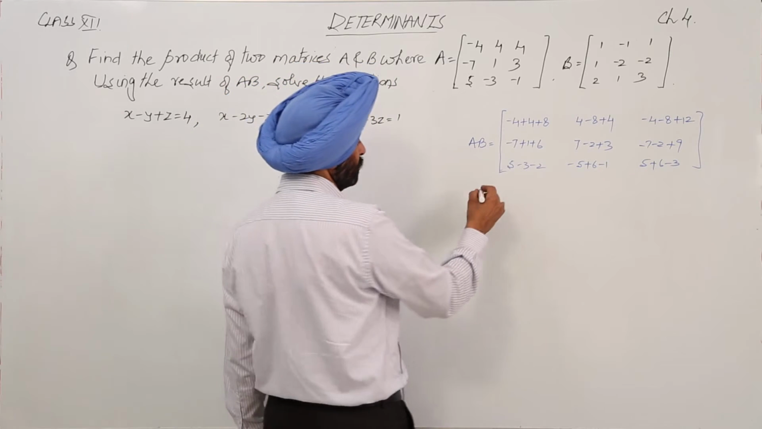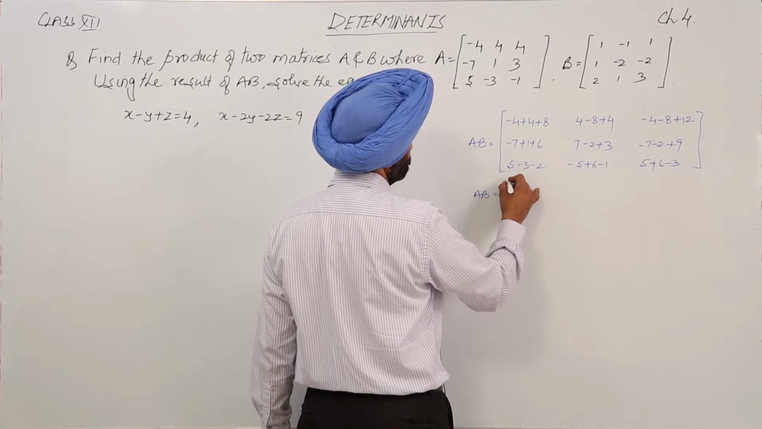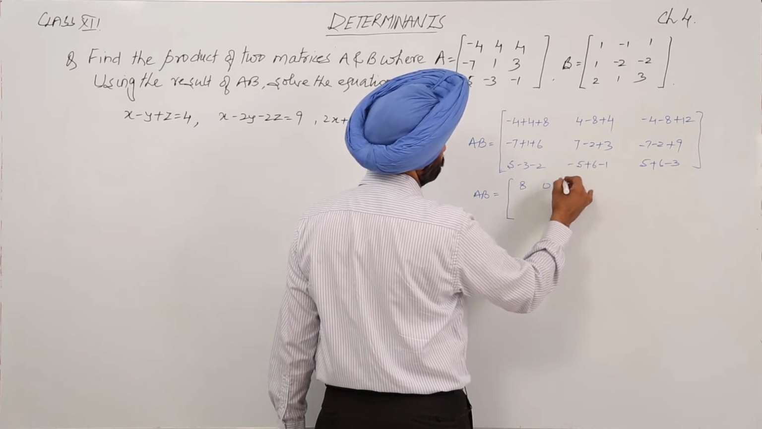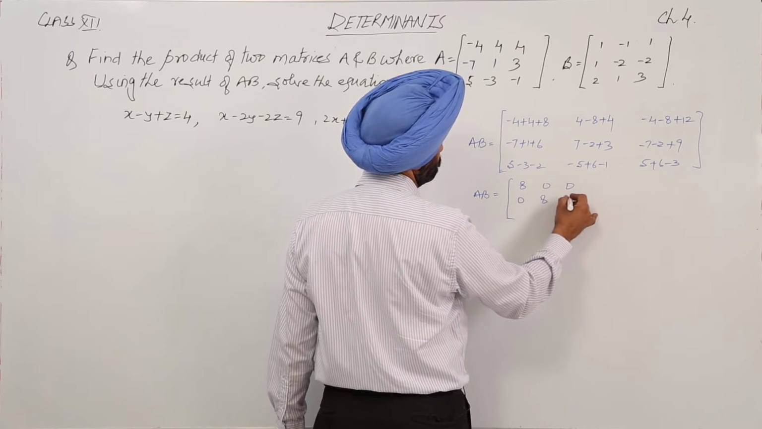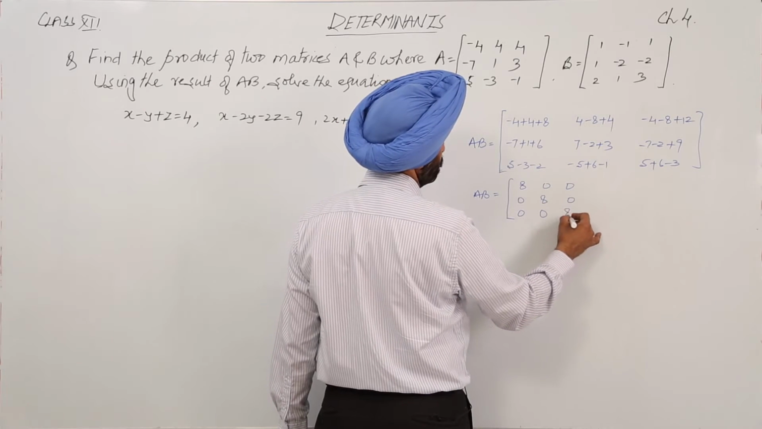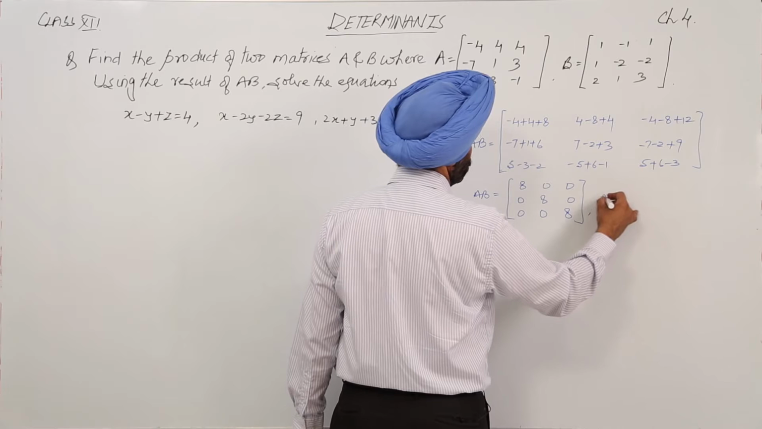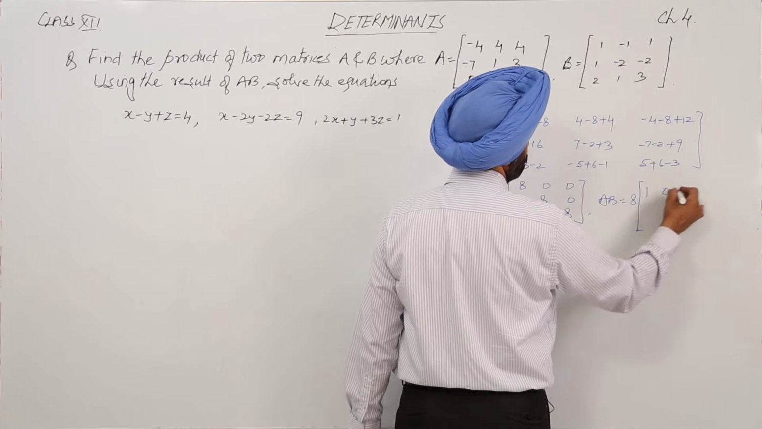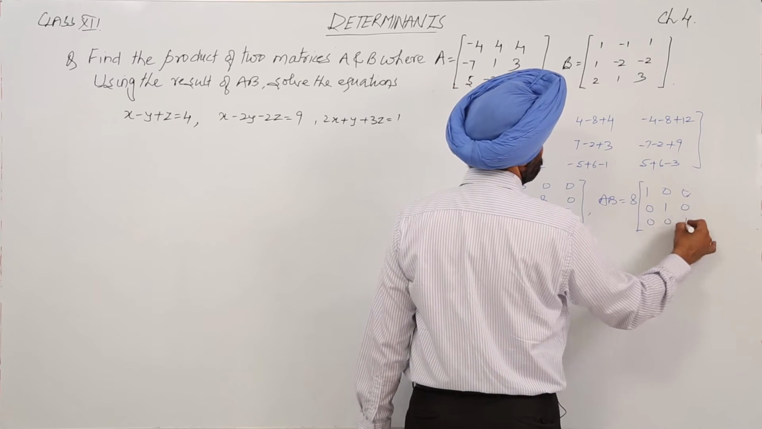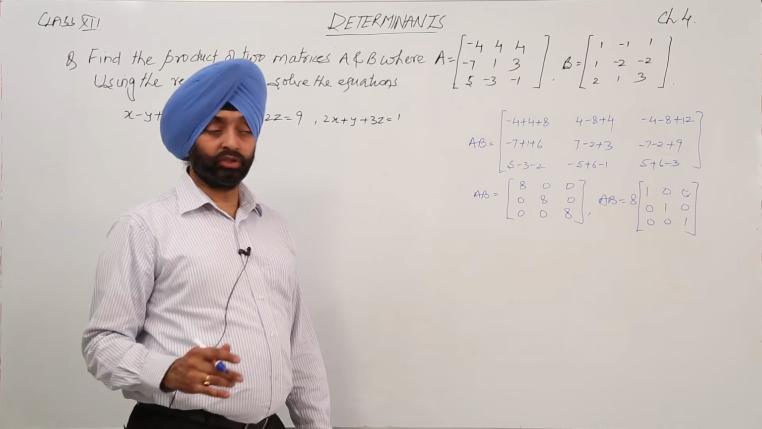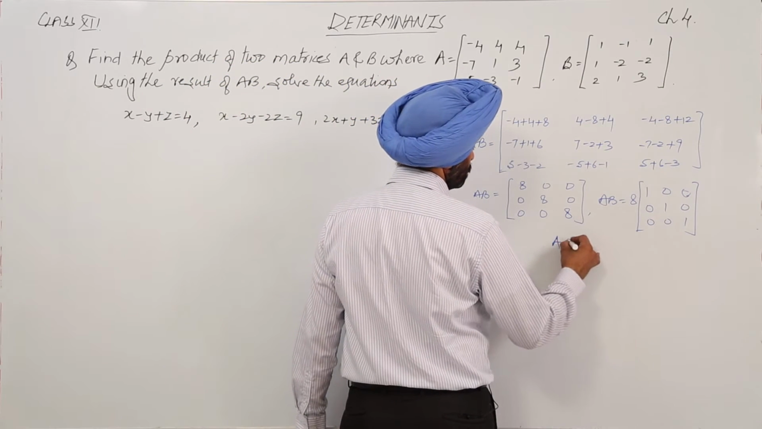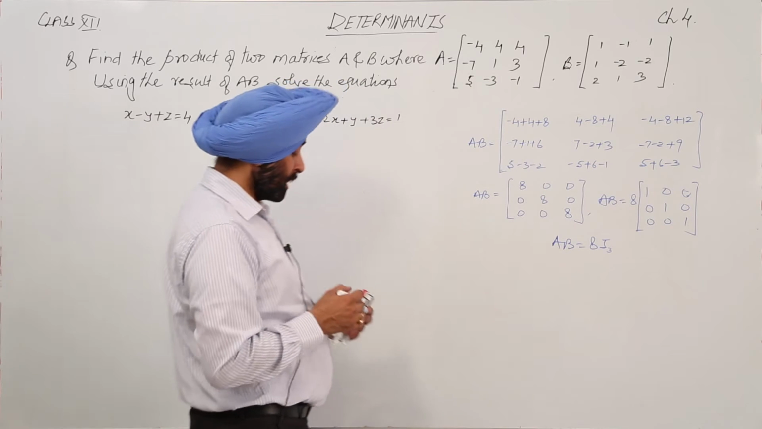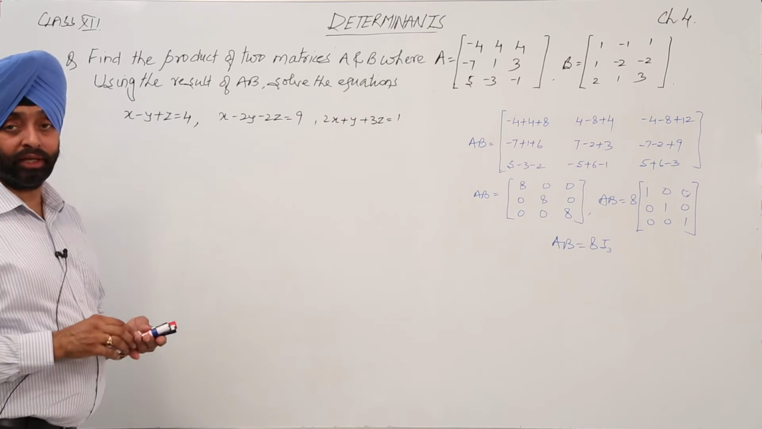This was a product. Now AB is equal to minus 4 plus 4, 8. 8, 0, 0. 0, 8, 0. 0, 0, 8. Okay. So AB is equal to now 8 with identity matrix for order 3. 0, 1, 0, 0, 0, 1. Okay, here we get AB is equal to 8I. AB is equal to 8 with identity matrix. You can write here 3 also, or you can leave it. Okay. So AB product got 8 with the identity matrix.